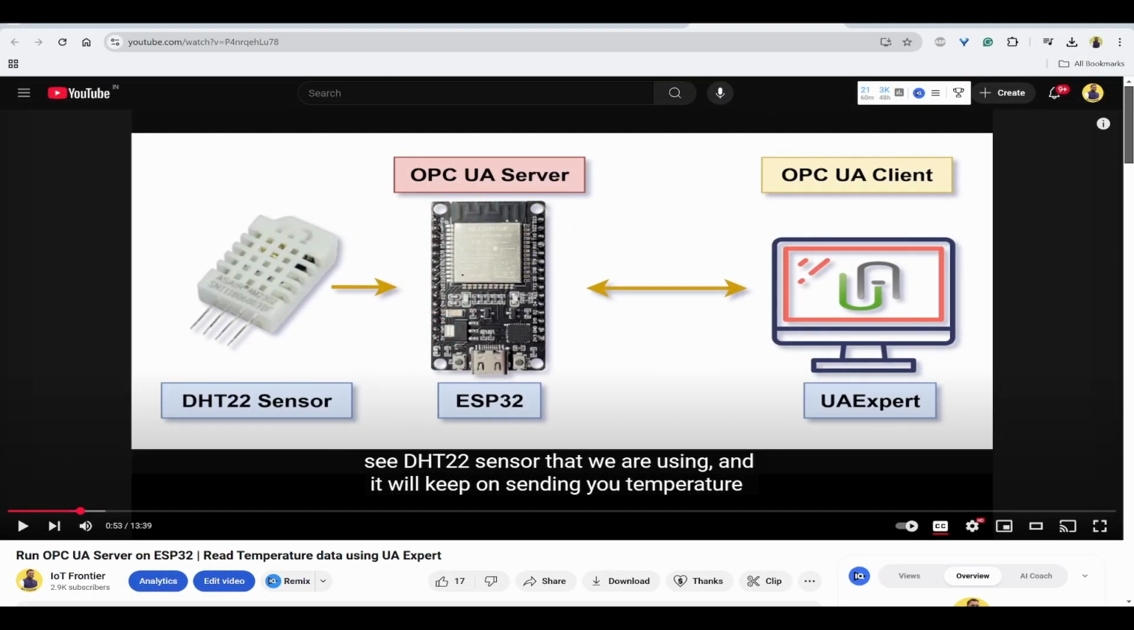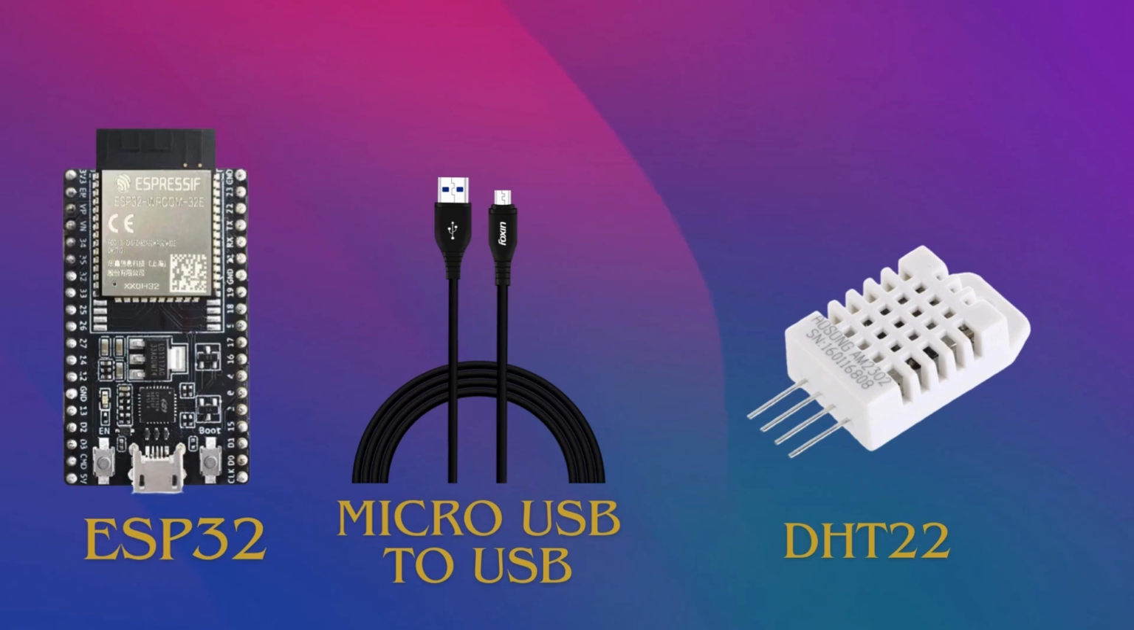In my previous video, I explained in detail how to run an OPC UA server on ESP32. In this video, I'll provide a quick recap, but you can always refer to that video from the top right corner or in the description below. These are the hardware components needed: ESP32 dev board, micro USB to USB cable, DHT22 sensor. As I mentioned earlier, even if you don't have any temperature sensor, I'll guide you on how to simulate those values at the end of this video.